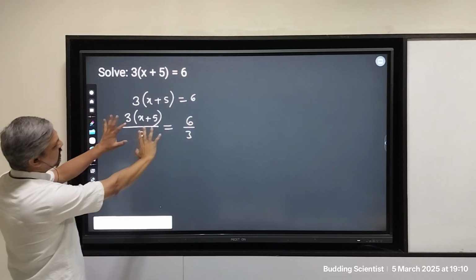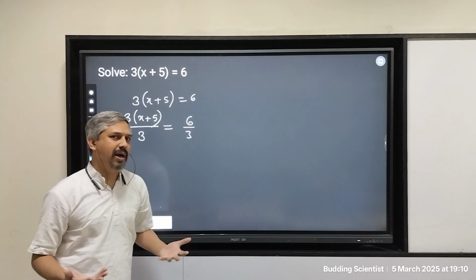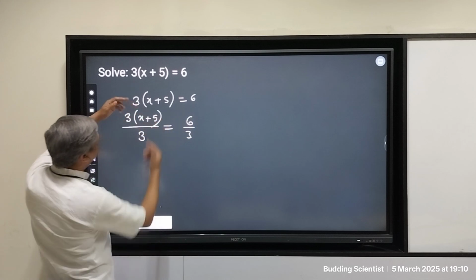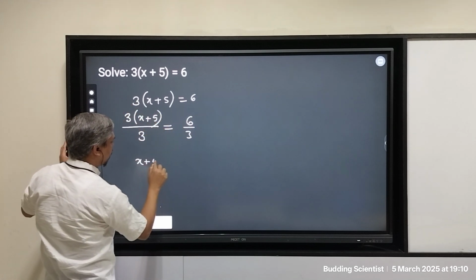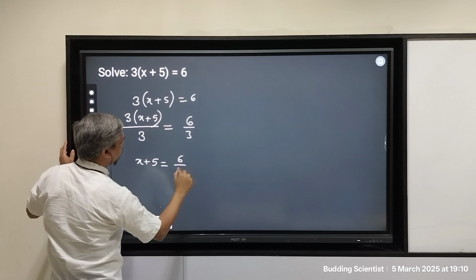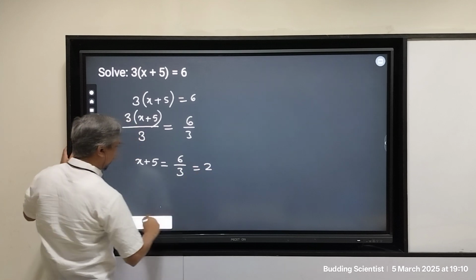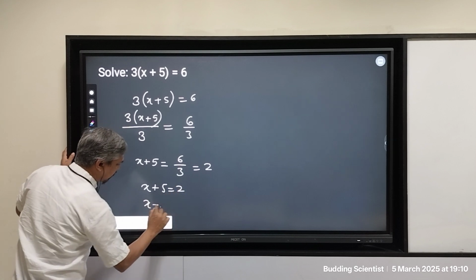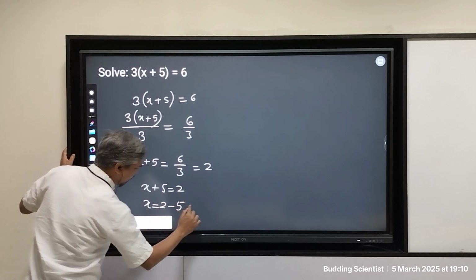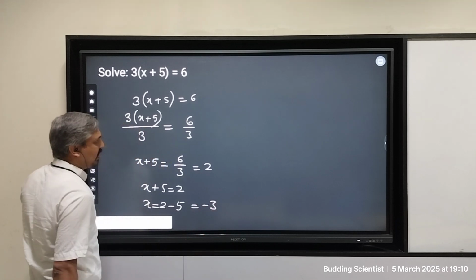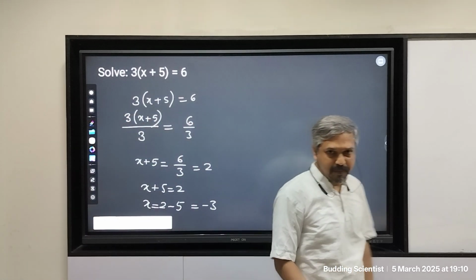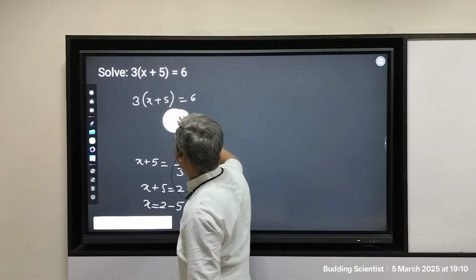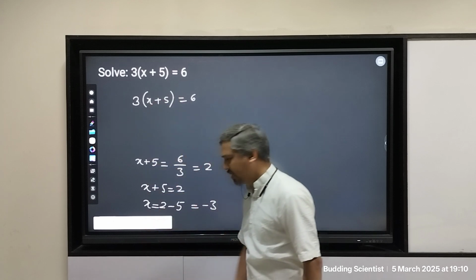But this step is most of the time done in the mind only. People don't write it, which is fair. So you can avoid writing that and directly write x plus 5 is equal to 6 upon 3, is equal to 2. So x plus 5 is equal to 2. So we have x is equal to 2 minus 5, which is minus 3, and the answer is x is equal to minus 3. We can just assume this step does not exist and directly solve this.